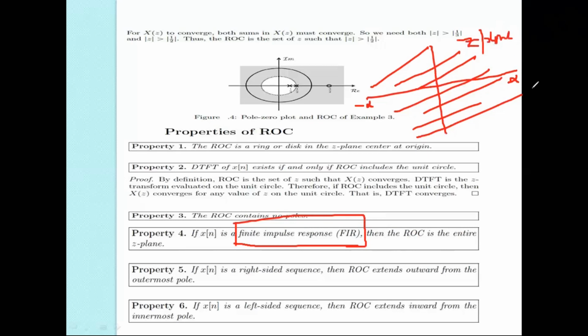Not just inside or outside, we are saying the entire Z plane, from minus infinity to plus infinity and from plus j infinity to minus j infinity. It is not limited to the boundary or inside the boundary. The fourth property says that.